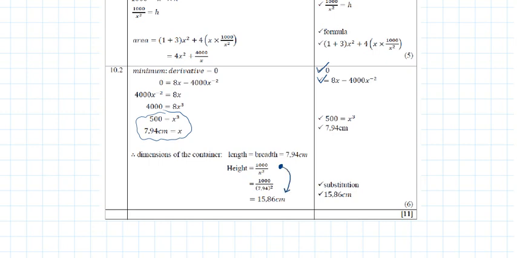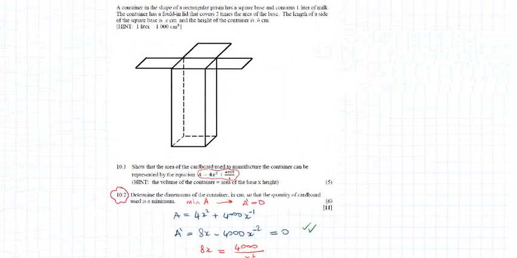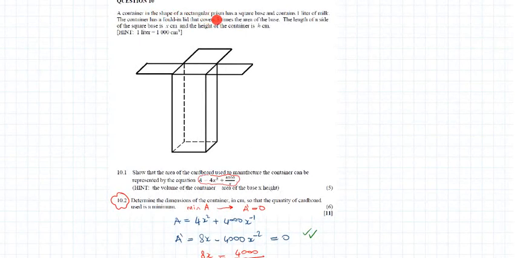Okay, now let's come back to the first question. Then we need to read and understand the condition. A container in the shape of a rectangular prism with a square base holds 1 liter of milk, and its lid cover is 3 times the area of its base. The length of the side of the square is x centimeters, and the height is h. So we have h as the height, and the dimensions of its square base are x, x. That's a square base prism.